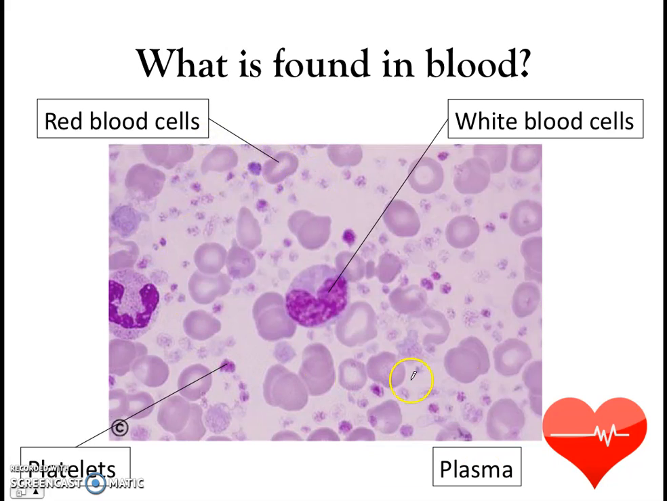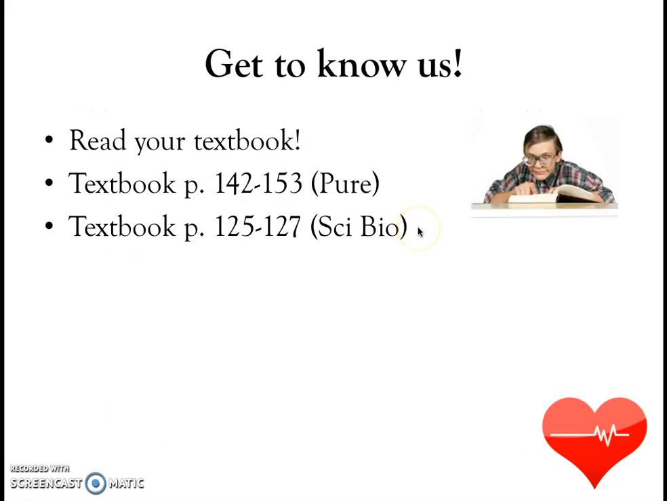So if you're given a microscope image like this, you need to know how to identify the different components of blood. Right, now that we know what the 4 components of blood are, it's time for us to get to know them better. So let's read our textbooks. It's always a wealth of knowledge and resource there. So have a look at these pages. There are 10 pages, it's quite a bit, but have a quick read through.